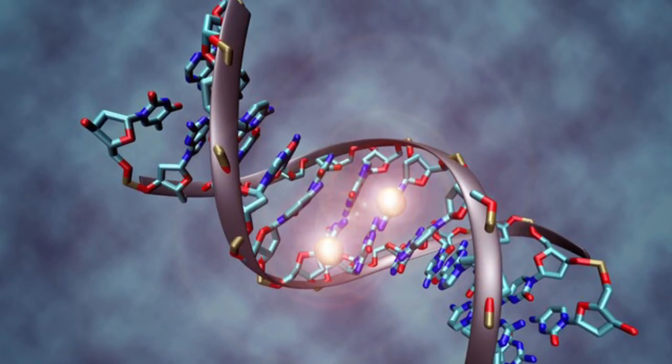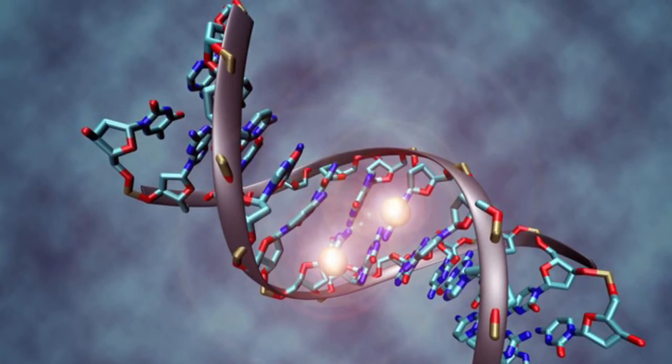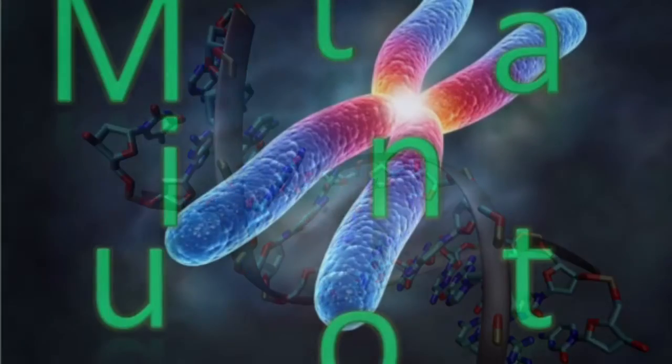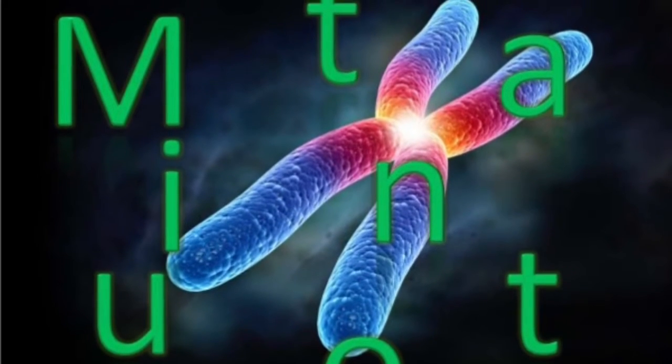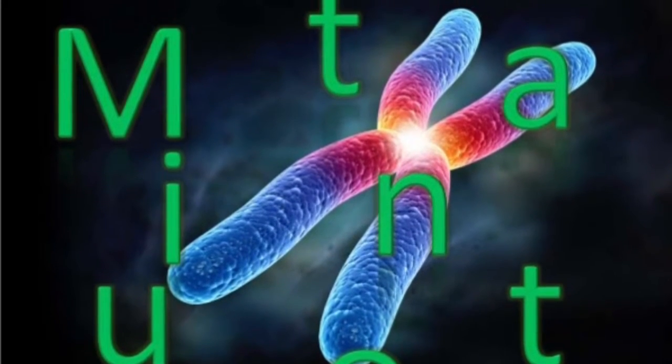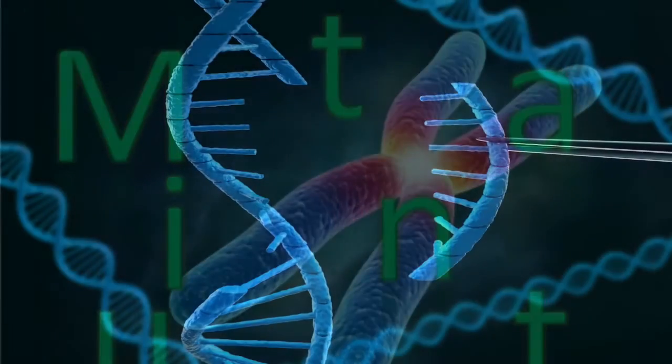A mutation is a permanent alteration in the DNA sequence that makes up a gene, such that the sequence differs from what is found in most people. Mutations range in size. They can affect anywhere from a single DNA building block to a large segment of a chromosome that includes multiple genes.